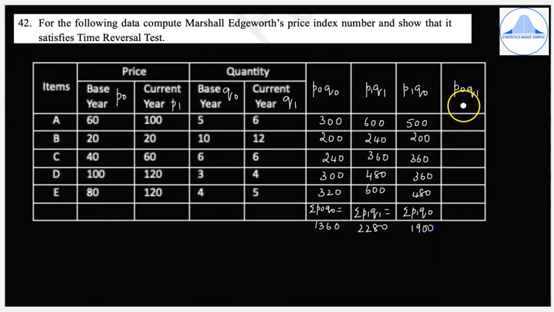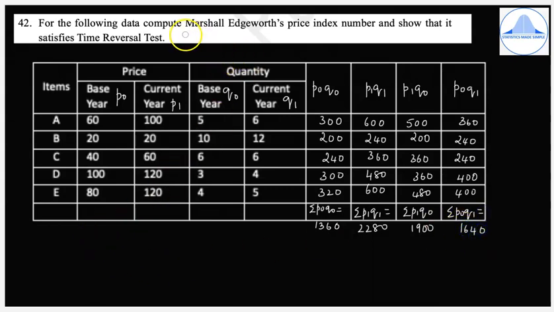Then the last column is P0 Q1, that is 60 into 6 is 360, 240. Then again we have 240, 400 and 400. So summation P0 Q1 is equal to 1640.